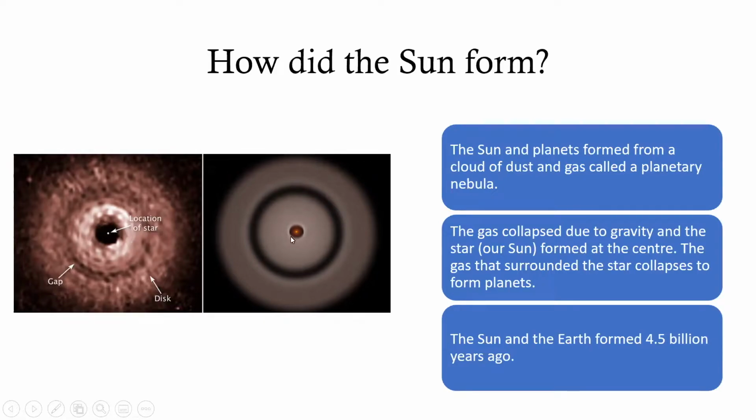The same thing happened 4.5 billion years ago with our sun and our planets. They formed from this disk of gas and dust known as a planetary nebula. The nebula is just dust and gas all together. In the middle, where it's densest, it collapsed to form the sun. The sun's mainly made out of hydrogen and helium, so mainly gas, and the remaining dust and gas formed the planets. They all formed at roughly the same time, so the sun, the Earth, and the rest of the planets are all approximately the same age.